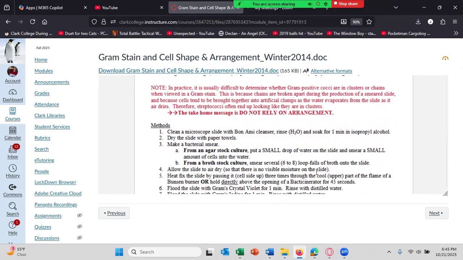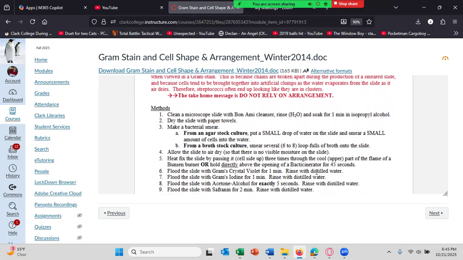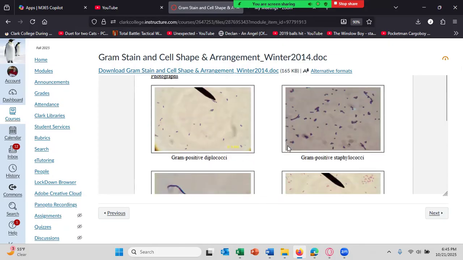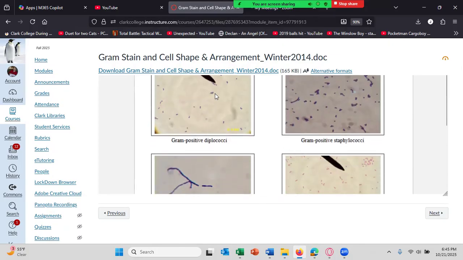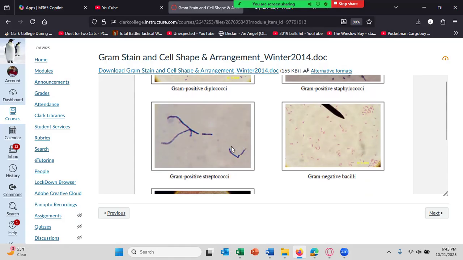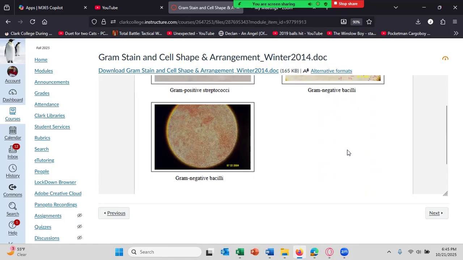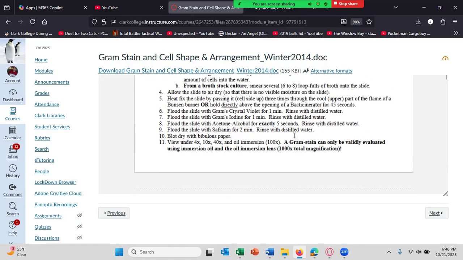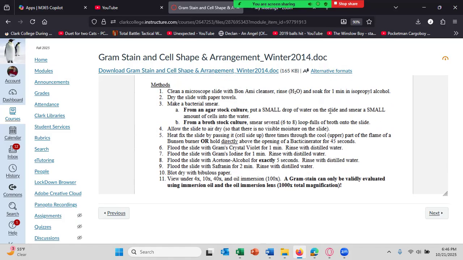But I can mouse down, so it goes through the procedure of the gram stain, and then shows you some gram-positive diplococci, which I'm not going to blow up. You can blow it up. Gram-positive staphylococci, gram-positive streptococci, that one I can actually see. Gram-negative bacilli. One thing it does tell you is when you can view this: you can view the slide after you make it, so you get the results of the gram stain immediately after you do the gram stain.